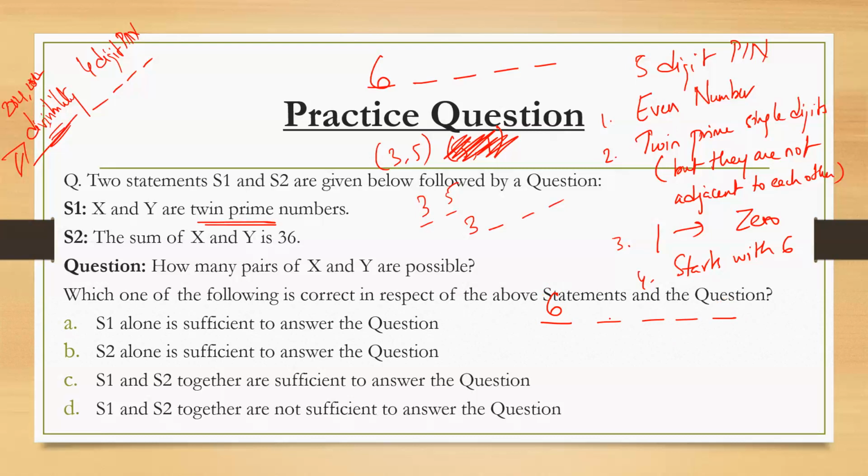0 will be here, so you have to adjust. Let us go to the second condition: twin prime single digit, they cannot be adjacent to each other. So can I say if I write 3 here, I have to write 5 here? Let's say I write 3 here, I have to write 5 here or here, but here I cannot write because it is not an odd number, it is said it is an even number. So my 5 has to be here. This is one scenario.